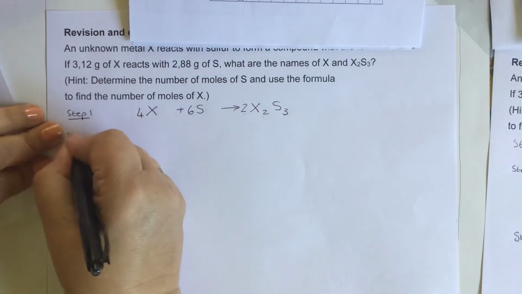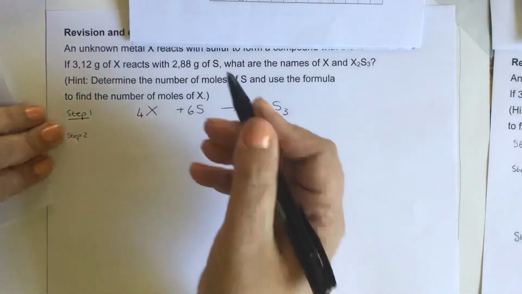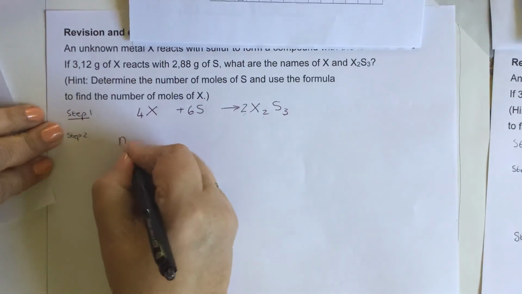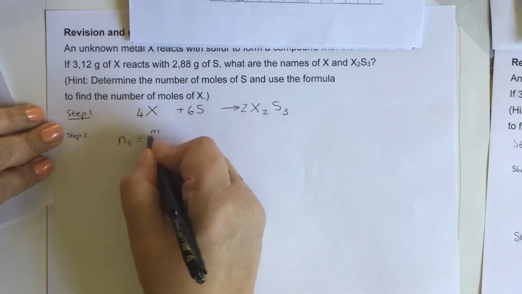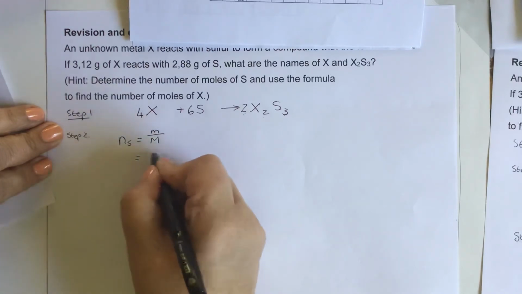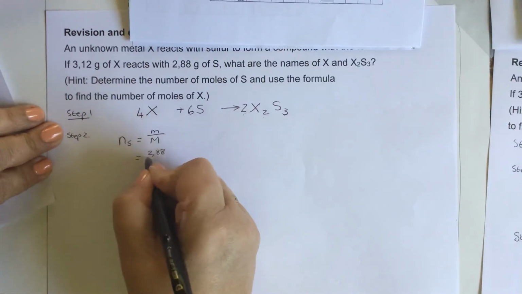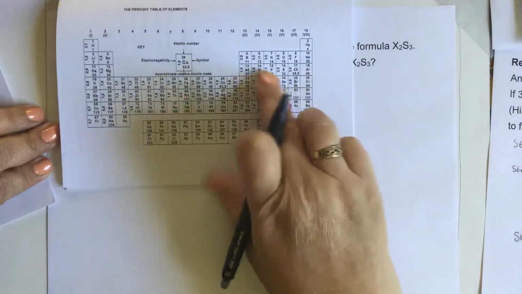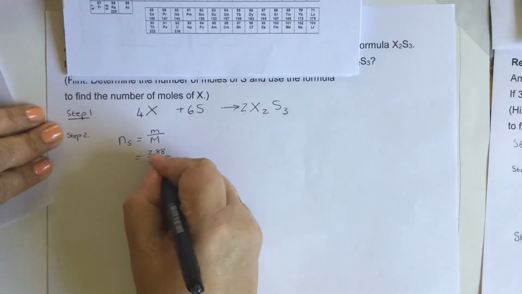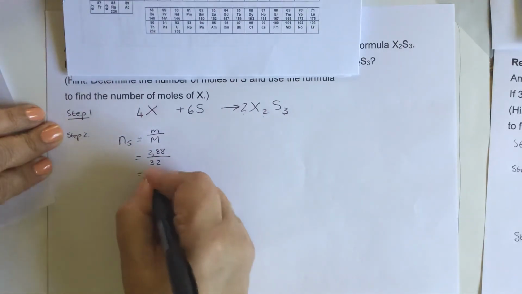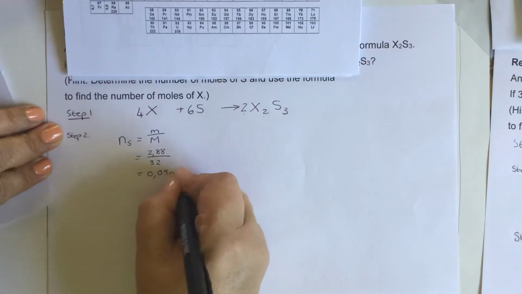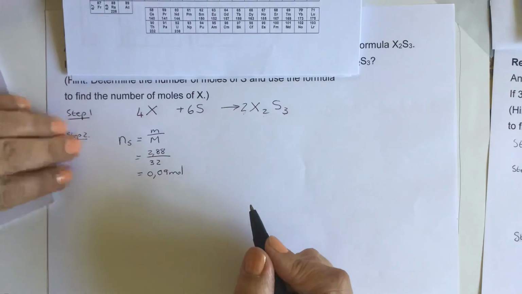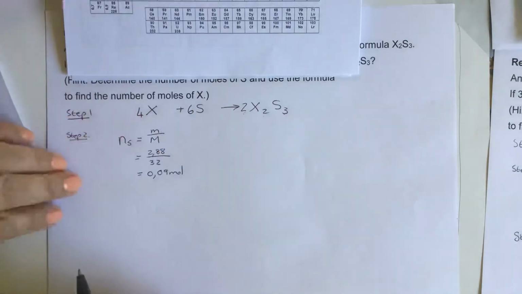Step 2, use the hint, number of moles of S. So we want to go and find the number of moles of S, which is mass over molar mass. My mass of the sulfur, 2,88, and the molar mass of sulfur I found on my information pamphlet is 32. 2,88 divided by 32, 0,09 mole. Right. Now I'm going to go to step 3. And step 3 says, put these two in ratio to each other.